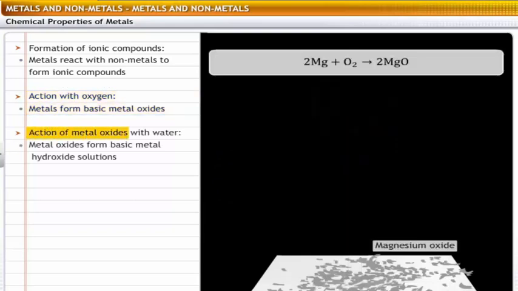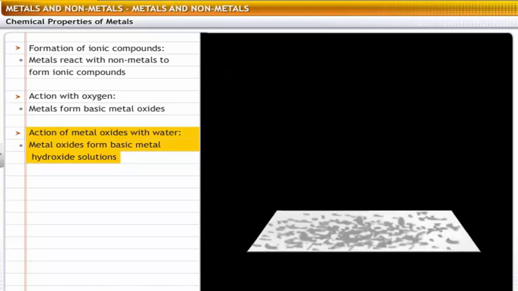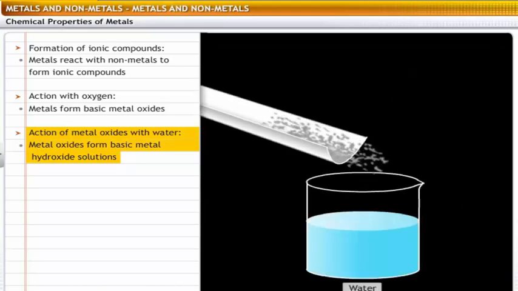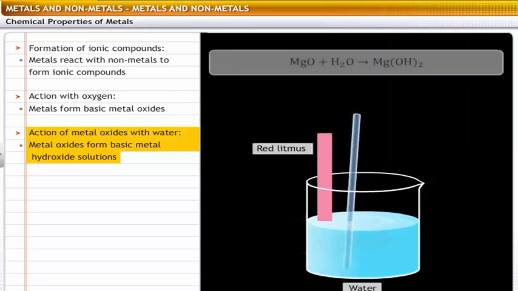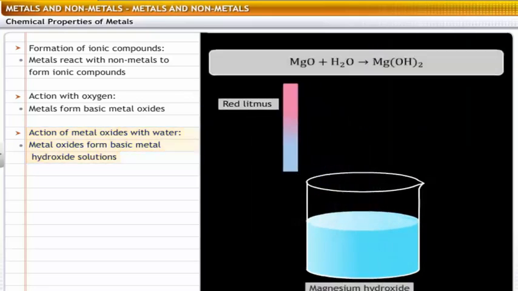Action of metal oxides with water. Metal oxides dissolve in water to form basic metal hydroxide solutions. For example, magnesium oxide dissolves in water to form a strong basic solution of magnesium hydroxide.